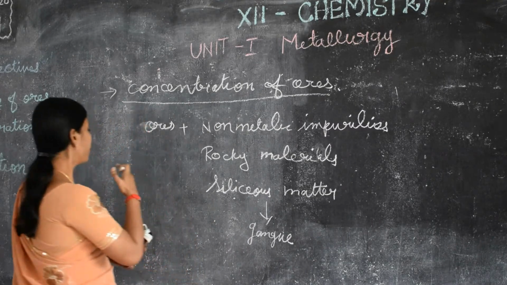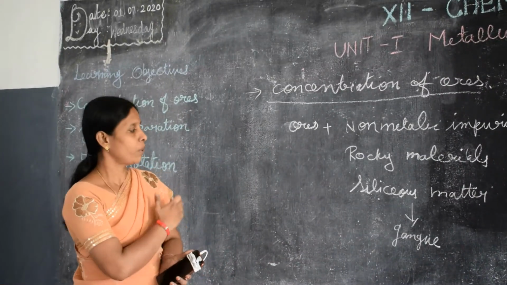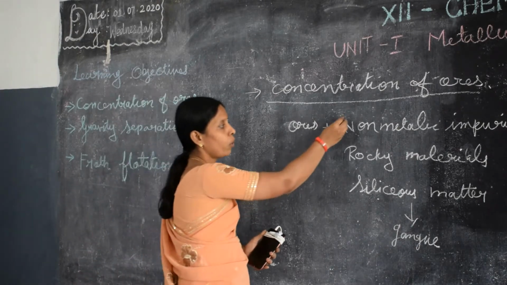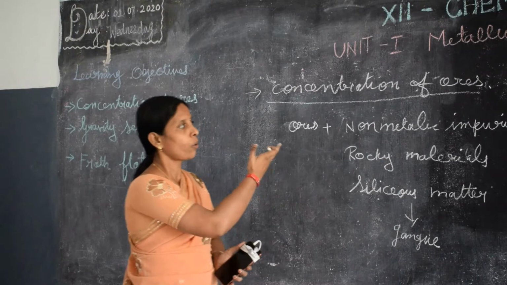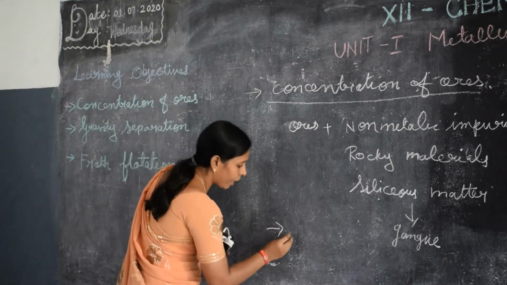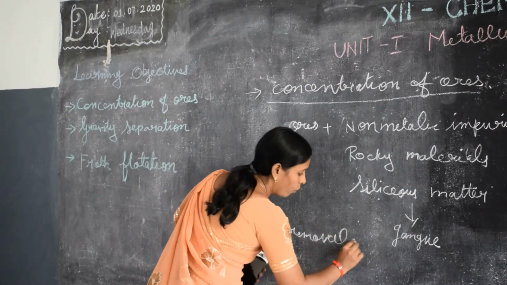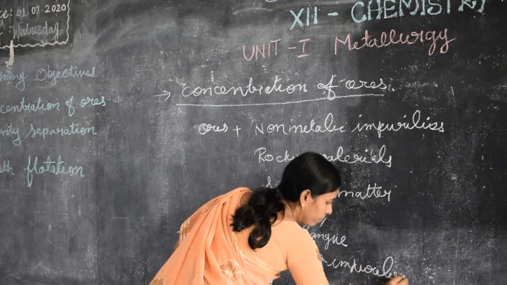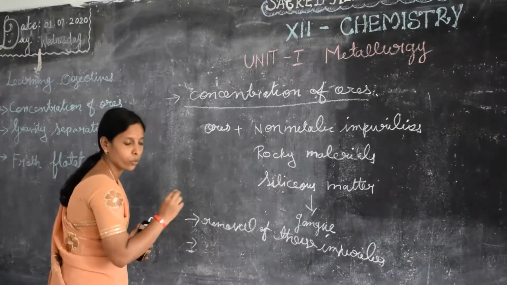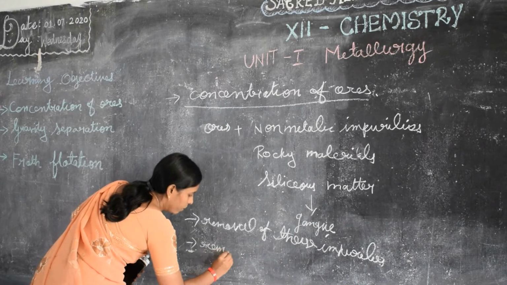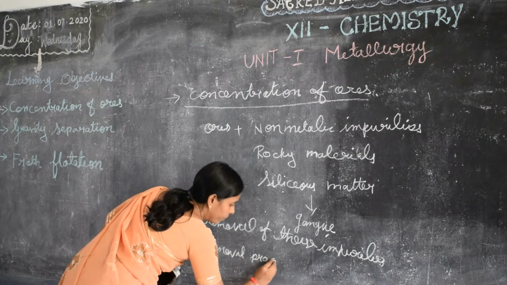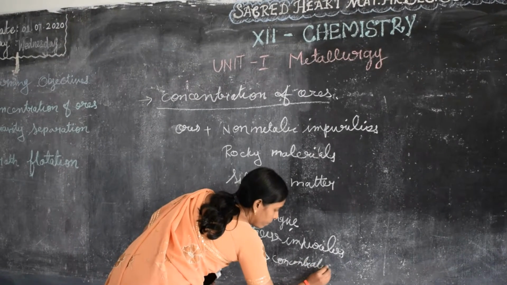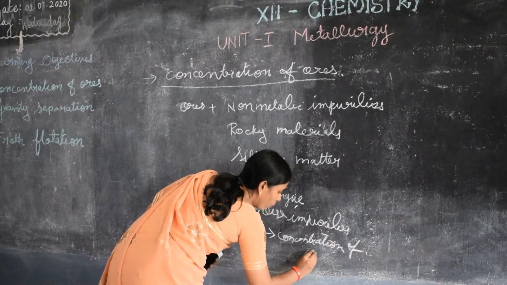Okay, in the preliminary step of metallurgical processes, first of all, remove the impurities. The removal of these impurities is known as the concentration of ore. This removal process is known as concentration of ore.